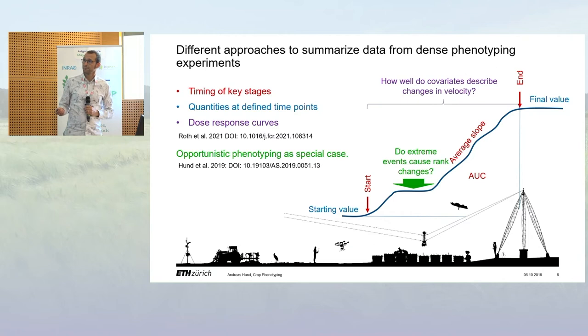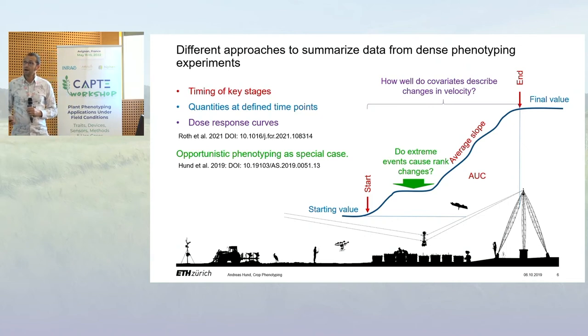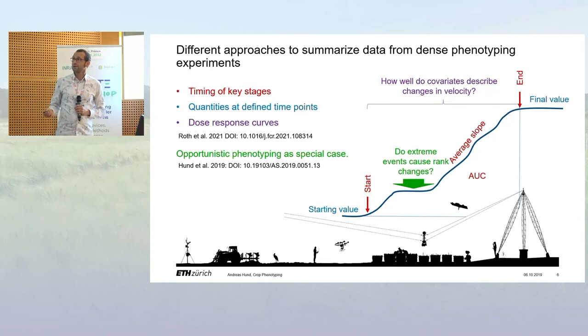The most obvious one is the timing of key stages, that means when a process starts and when it ends. The second is the quantities at defined time points, that means the value at the start and the value at the end of the process, but maybe also in between, the average slope and the area under the curve. And these two things here should actually be blue.